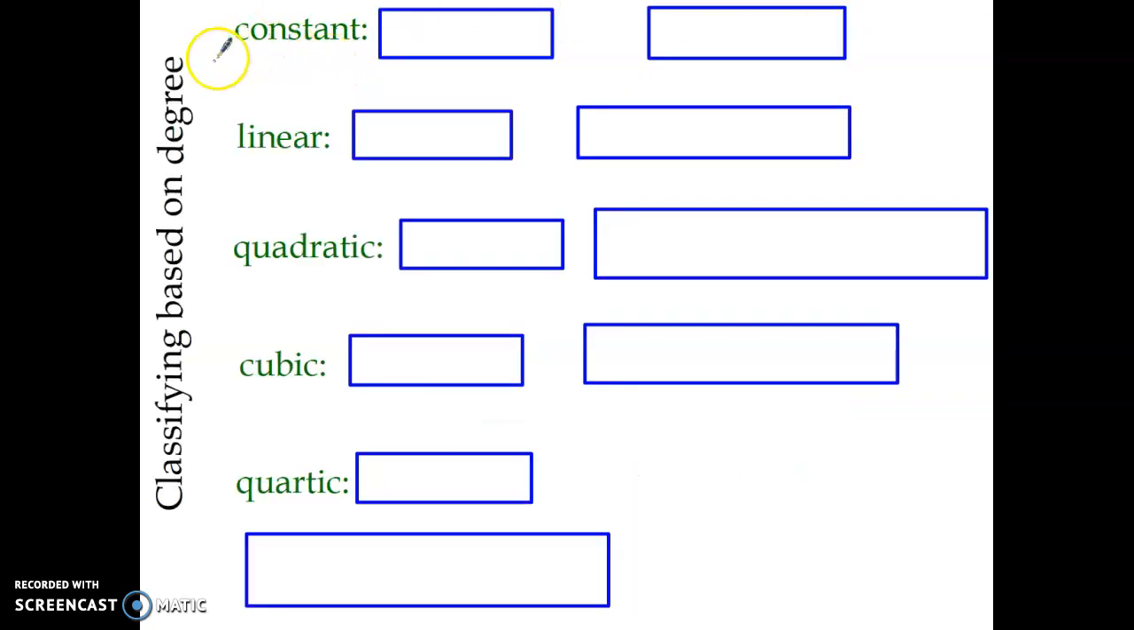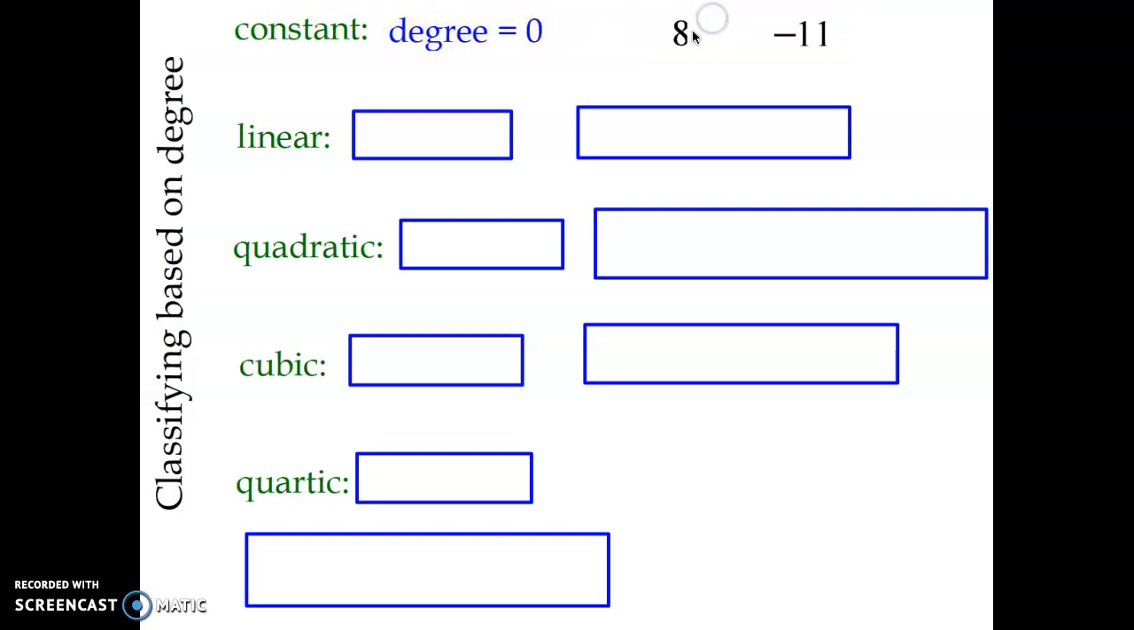Okay, so now that we know how to find degree, let's look at how to classify these based on degree. You'll see some lines on your note paper, just fill in the blanks. A constant function has a degree equal to 0. That tells me the things that have degree equal to 0, those constants, are just numbers, right? So here's a constant function, here's a constant function. Both of those happen to be monomials as well.